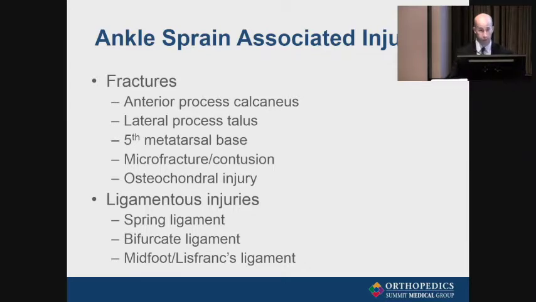There are lots of associated injuries with ankle sprains, and I won't try to give you a complete list, but certainly common ones include anterior process fractures of the calcaneus. I'll have a picture in a moment. They're almost invariably small. There are very few clinical implications. I think it's important to tell the patients when they have an associated injury, but I don't think this is one that would necessarily affect their outcome.